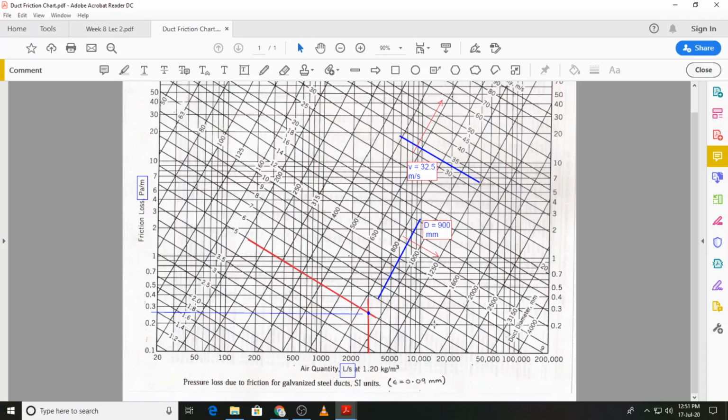And how do we read the value? For example, we are given that in a duct we have a volume flow rate of 3 cubic meters per second, and the velocity in the duct is 5 meters per second. So we have this vertical line. We have converted the 3 cubic meters per second into liters per second, so that is 3000 liters per second.